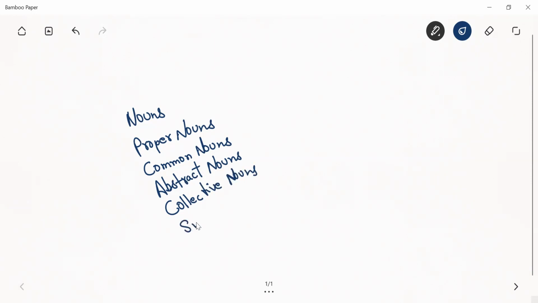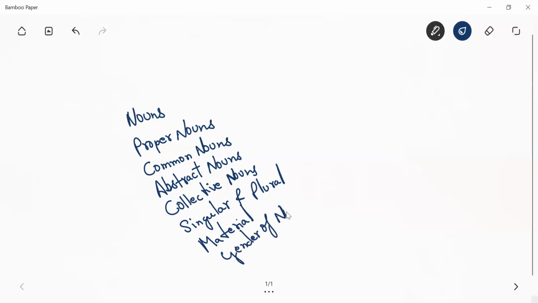Okay. Then you have collective nouns, singular and plural nouns, and also material nouns. Material nouns and gender of nouns. Gender of nouns.